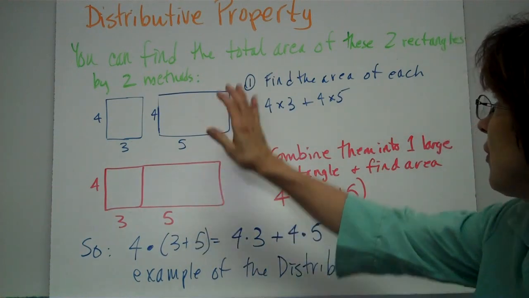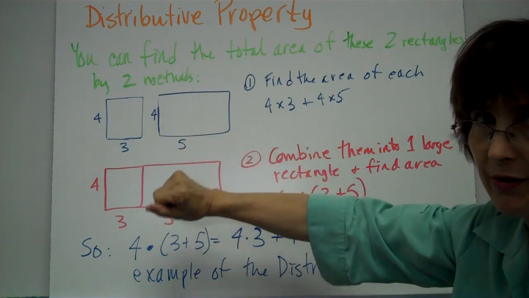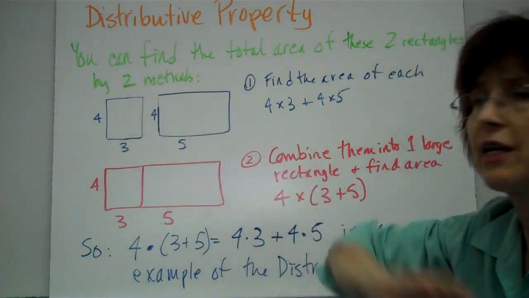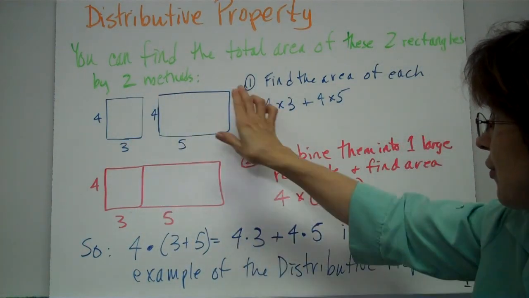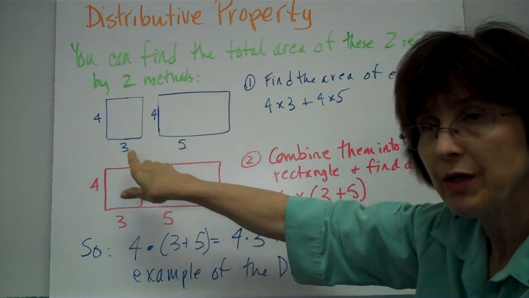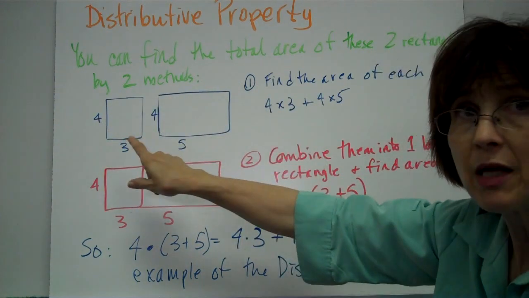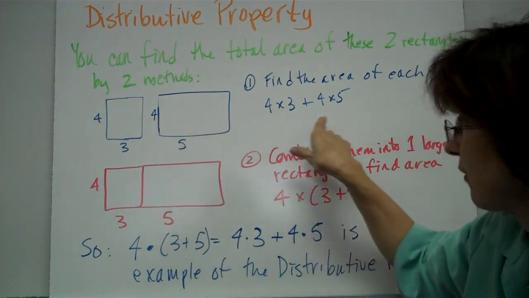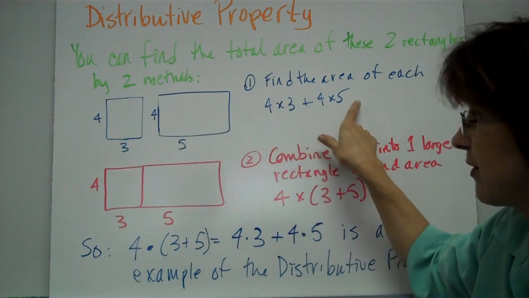You can find the total area of these two rectangles by two methods. Supposing you had two rectangles and you had to find the total area. One way you could do it is find the area of each one. The area is length times width, so it's 4 times 3, plus 4 times 5.